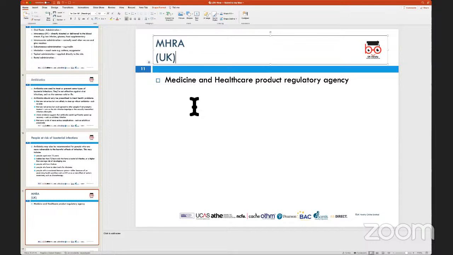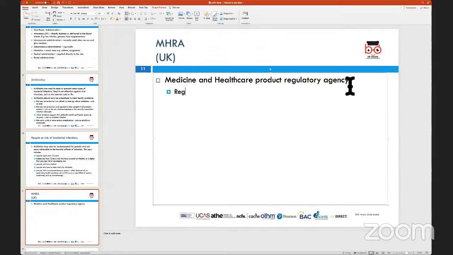Now, this agency, which is a government body, looks at three major areas. One, it looks at the regulatory scope. That means it looks at regulating a wide range of healthcare products, medication, medical devices, and components or equipment which are used to treat human diseases. So very briefly, one is regulatory purpose. Second would be statutory.